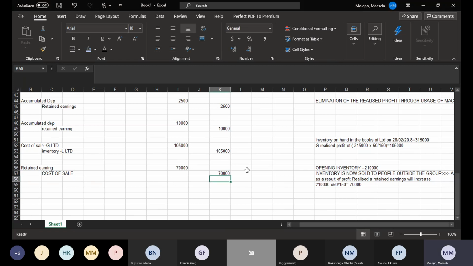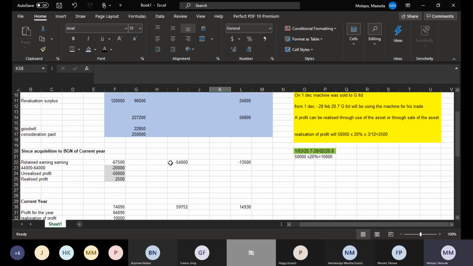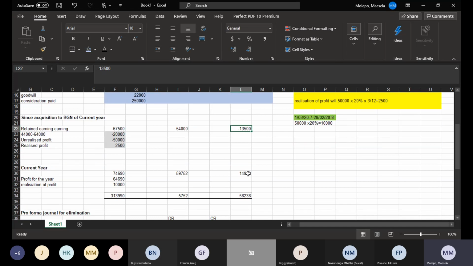Then our cost of sale will be the 70,000. Then the journal here is the elimination of the realized profit during the current year as a result of the selling of that inventory to the people outside the public. And then the 13,500, I'm not going to dwell more on it because it comes from this portion. The 14,938 comes from this portion. I'm not going to dwell more on it.